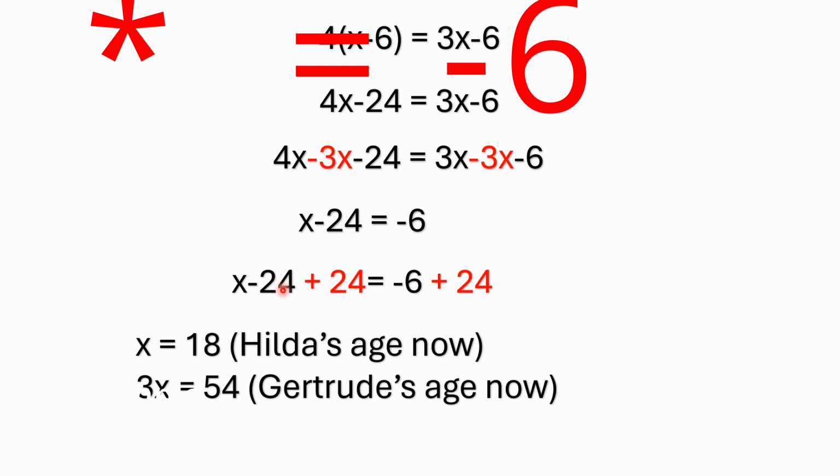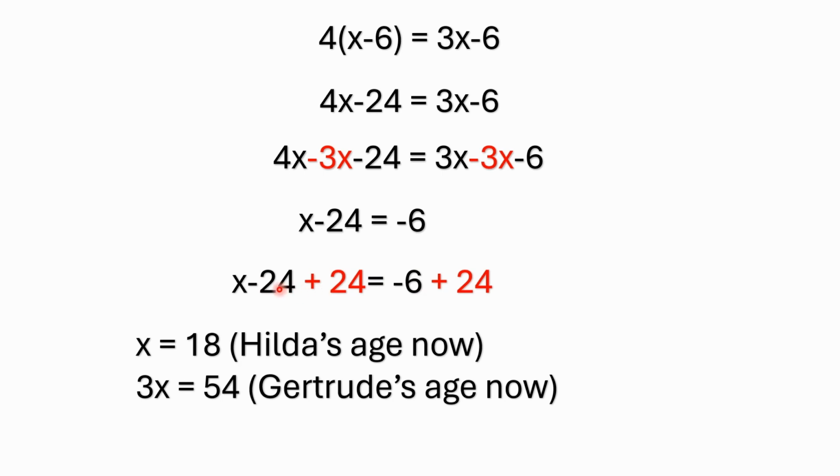Then from there, you could add 24 on both sides of the equation. So x minus 24 plus 24 will just leave you with x. Minus 6 plus 24 is 18. So that leaves you with x equals 18, which would be Hilda's age today. Her age now would be 18 years old. We said Gertrude is 3 times as old as Hilda, so 3 times 18 is 54. So Gertrude would be 54.